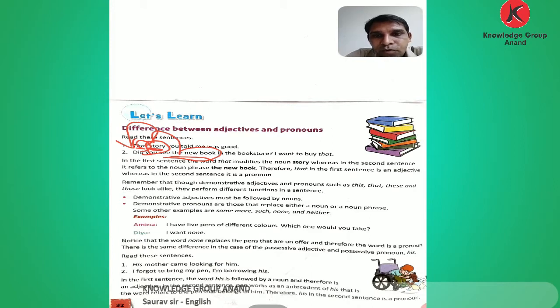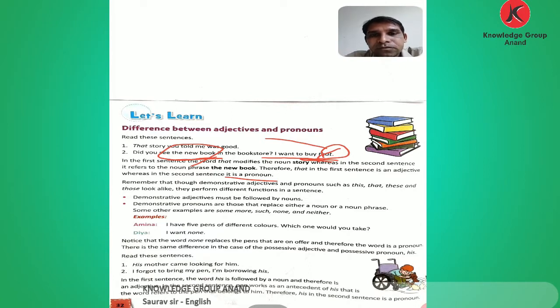See, in the second sentence, did you see the new book in the bookstore? Then, I want to buy that. Here, given the word that. What does that mean? The new book. So instead of writing the noun, we write that. So it's a pronoun.